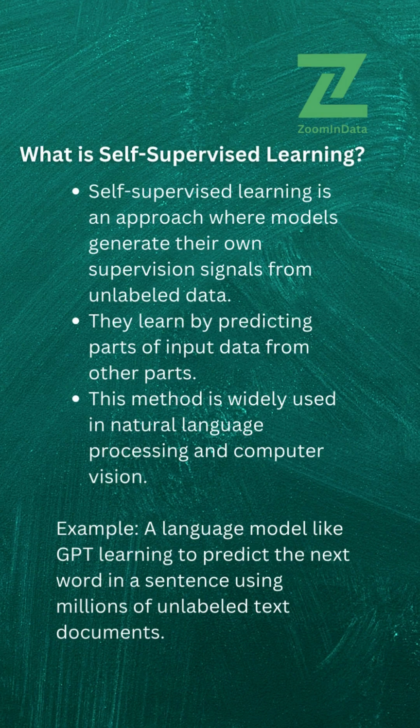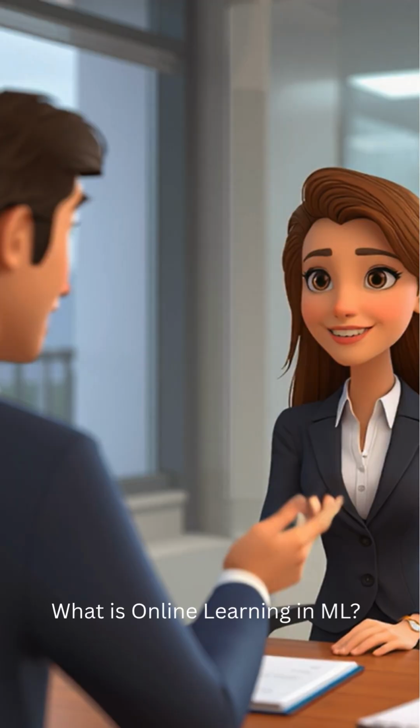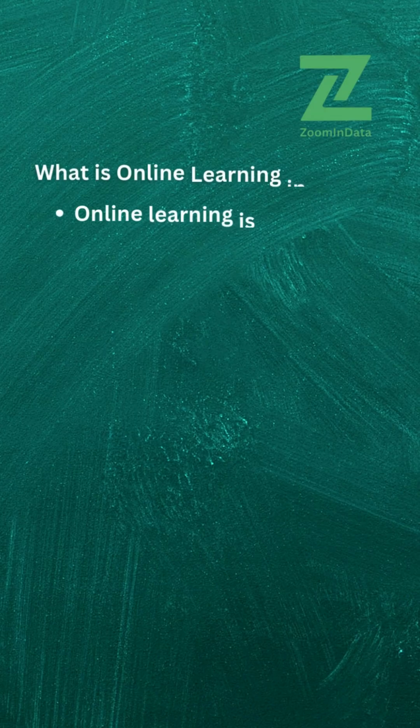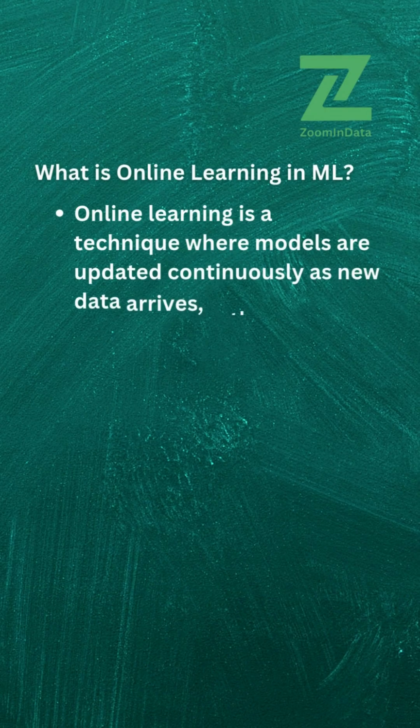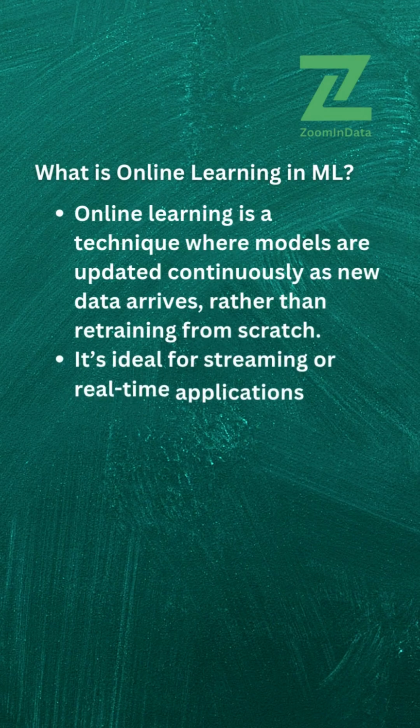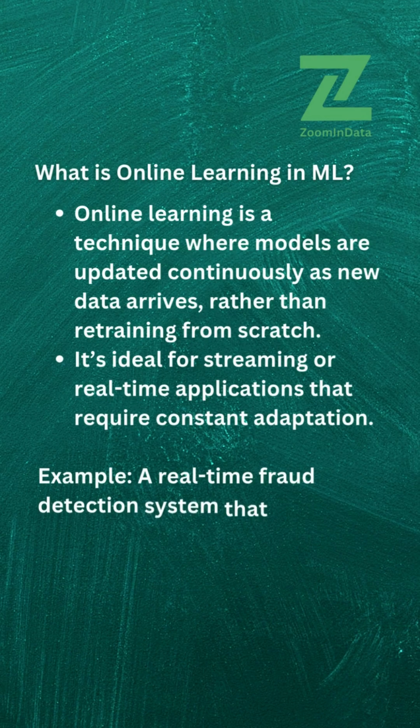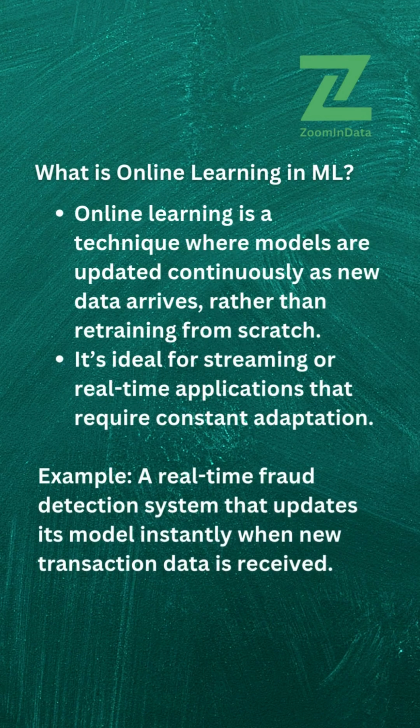Example: a language model like GPT learning to predict the next word in a sentence using millions of unlabeled text documents. What is online learning in ML? Online learning is a technique where models are updated continuously as new data arrives, rather than retraining from scratch.